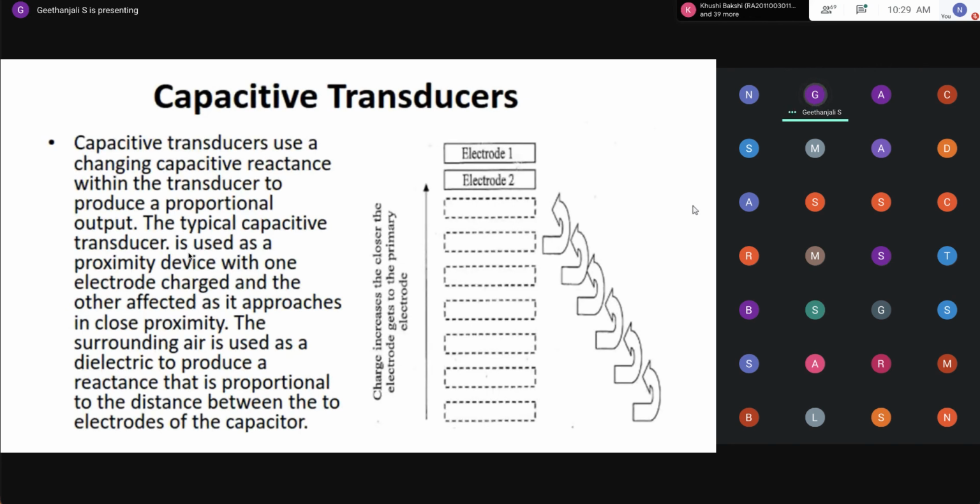The typical capacitive transducer is used as a proximity device, in which one electrode is charged and the other is affected as it approaches in close proximity. The surrounding air is used as a dielectric to produce a reactance that is proportional to the distance between the two electrodes of the capacitor. This is the basic concept behind the capacitive transducers.